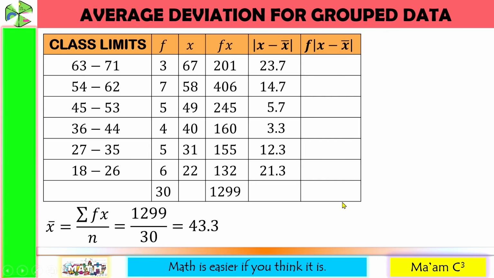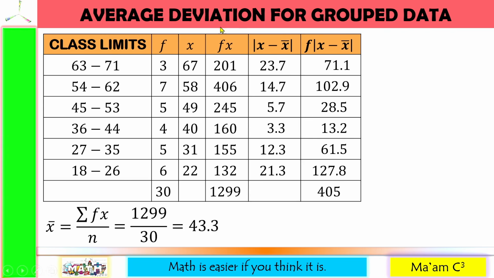Now, for the last column, we simply have to multiply the frequency and our answer here. So we have 3 times 23.7 is 71.1. 7 times 14.7 is 102.9. 5 times 5.7 is 28.5. 4 times 3.3 is 13.2. 5 times 12.3 is 61.5. And 6 times 21.3 is 127.8. And then let us sum this up, and it will give us 405.